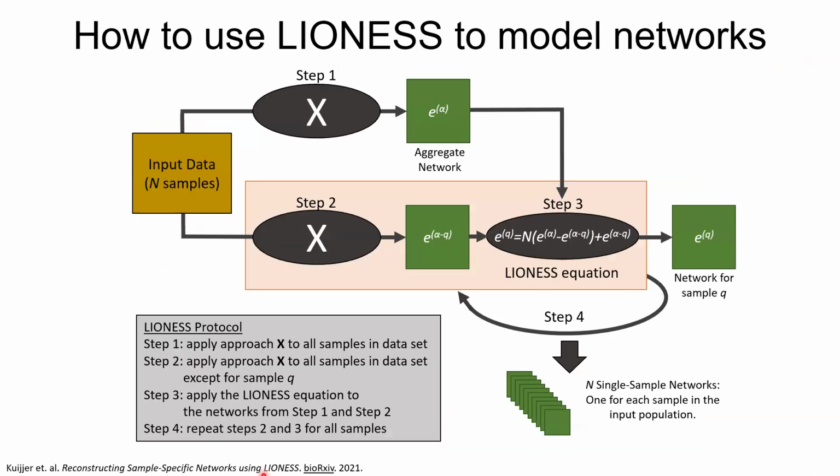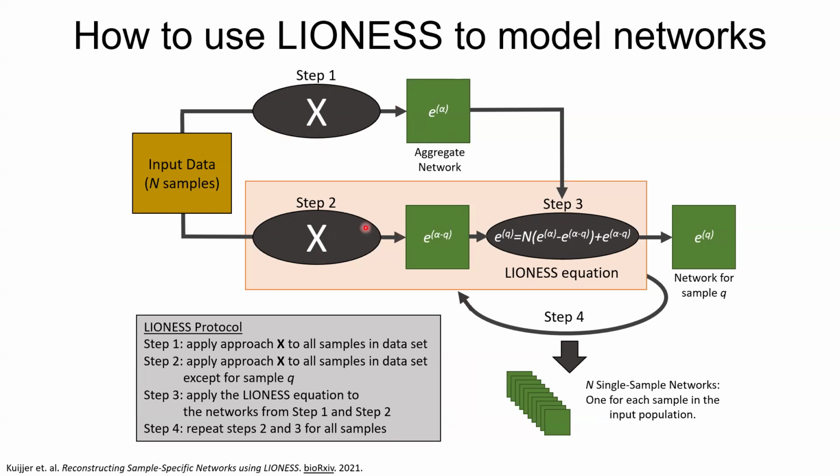How does one use Linus in practice? I illustrated this in the case of PANDA, but Linus is highly generalizable. So for example, in the context of Linus, you might have a set of input data, which corresponds to n different samples. For step one, you apply a network reconstruction approach of your choice, be it PANDA, GENIE3, a basic Pearson correlation, mutual information, etc., and use that to construct one aggregate network.